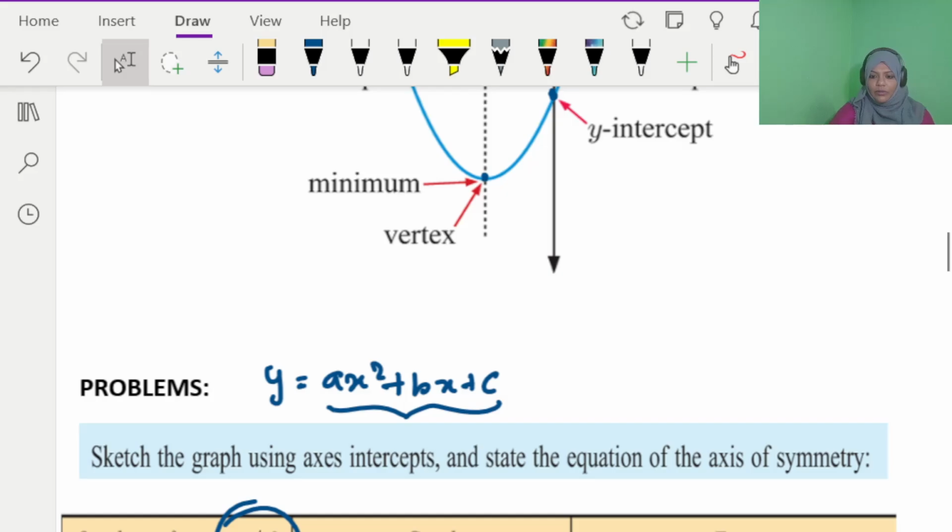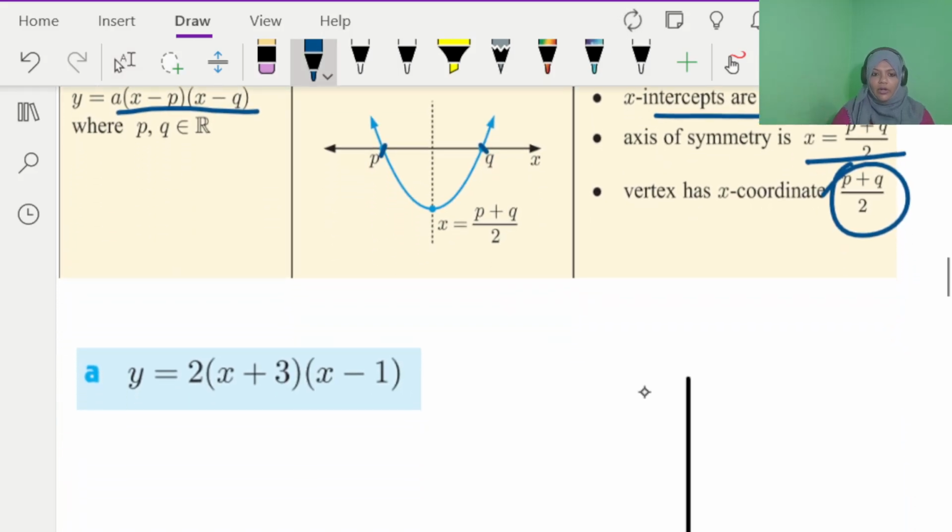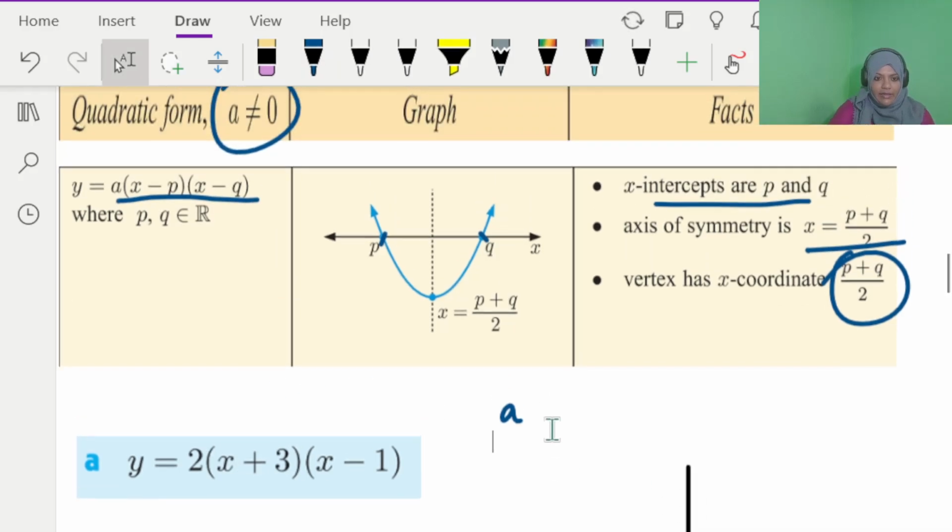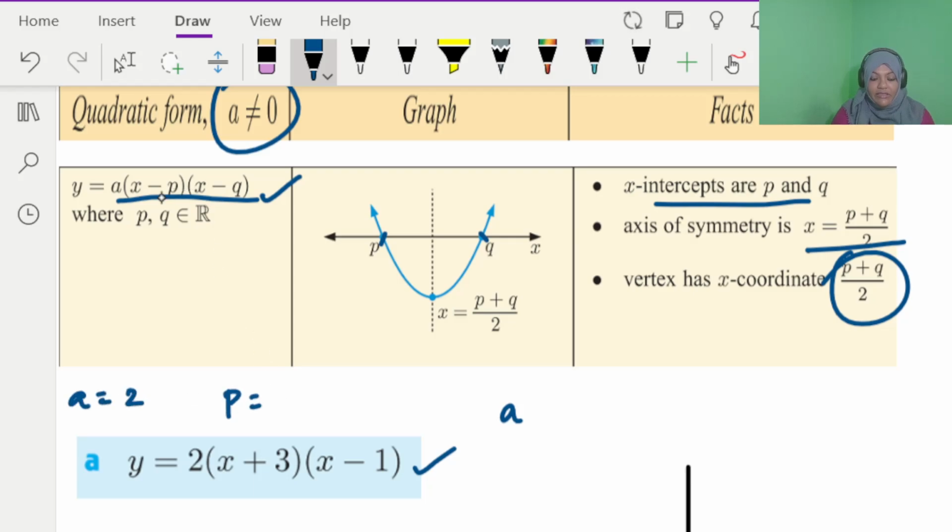We'll try to do a problem on this type. Here, as I have already mentioned, check your a. When you relate the given form and the given question, you come to know that your a is 2. Your p: see, it's x minus p, so obviously p should be negative 3. And q will be 1, because it's x minus q and here you have x minus 1. You can see that a is 2, meaning it's strictly positive, so you will have an open-up parabola.